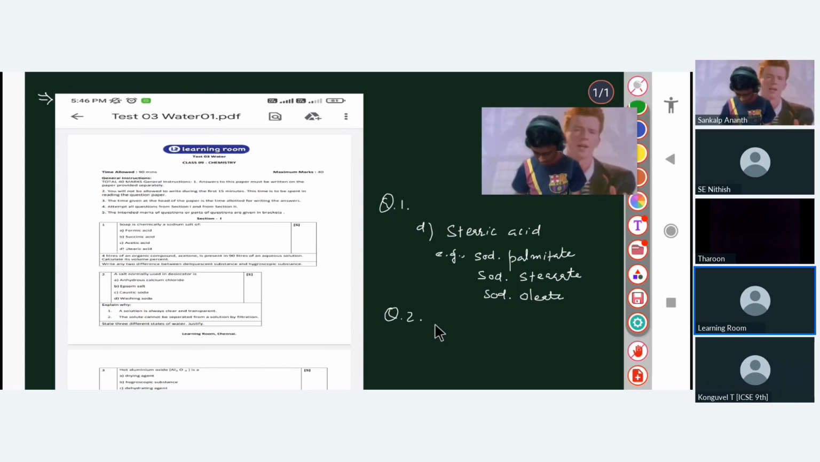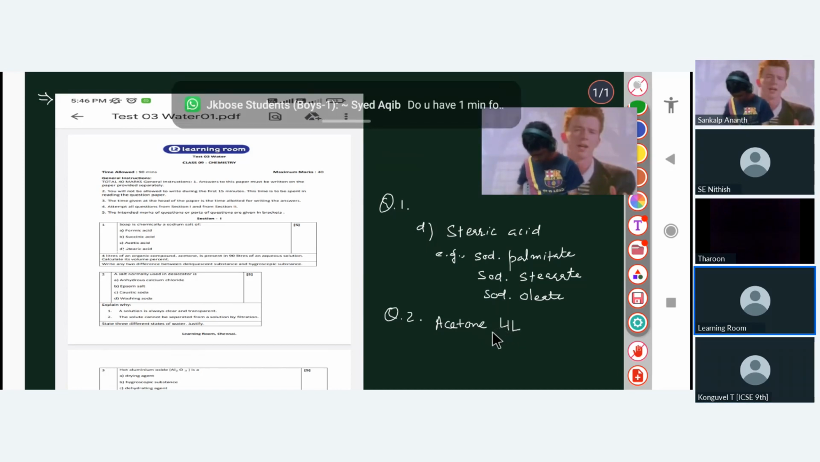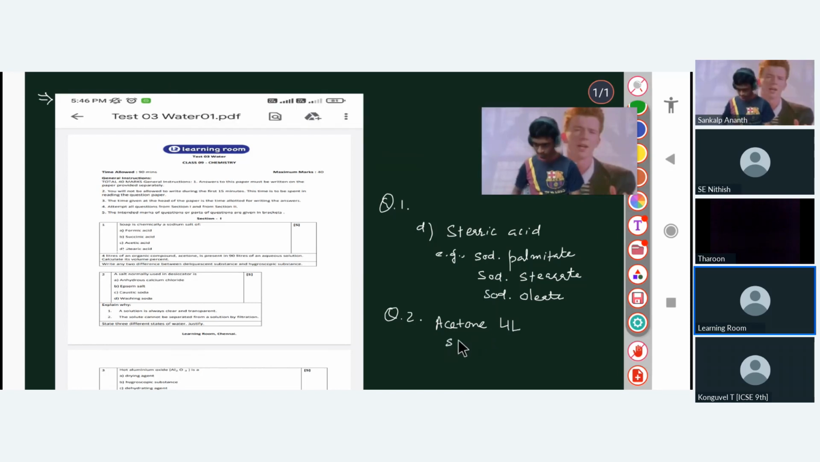Here we have acetone. Acetone is given as 4 liter, right? We have already learned how to calculate the percentage. It is also given that the solution has a volume of 90 liter, right? Now when you calculate the volume percentage, we divide this 4 liter, that is the volume of the solute, by 90, into 100. So the zeros will cancel, and we have 40 by 9. That means 9 threes are 27, 9 fours are 36, exactly.